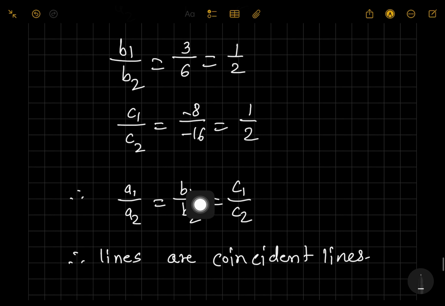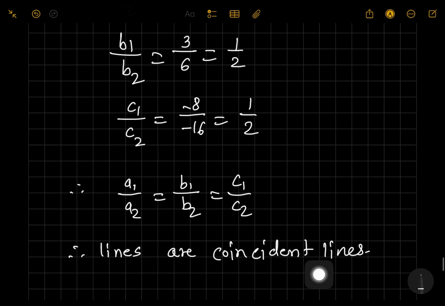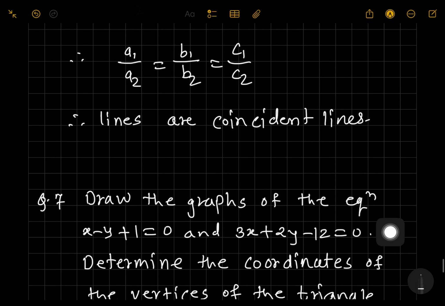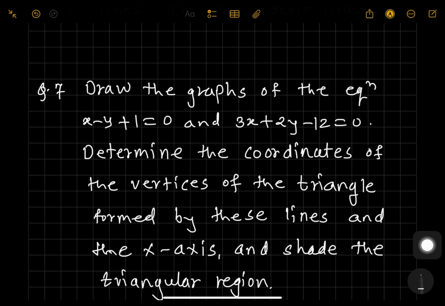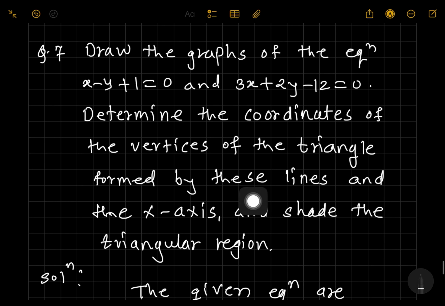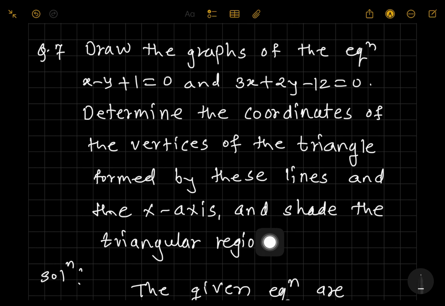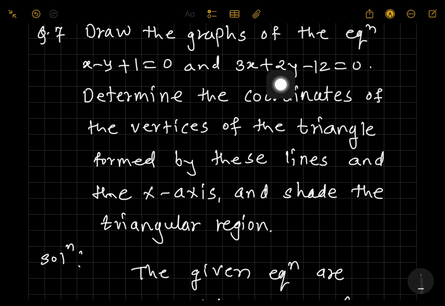a1 upon a2 equal to b1 upon b2 equal to c1 upon c2. Lines are coincident lines. Now see question number 7. Draw the graphs of the equations x minus y plus 1 equal to 0 and 3x plus 2y minus 12 equal to 0. Determine the coordinates of the vertices of the triangle formed by these lines and the x-axis and shade the triangular region. Now see here, two lines are given.